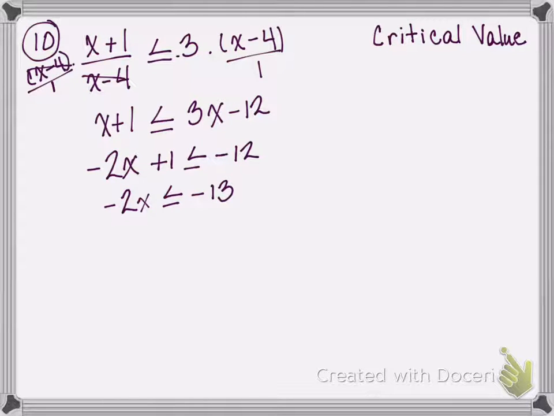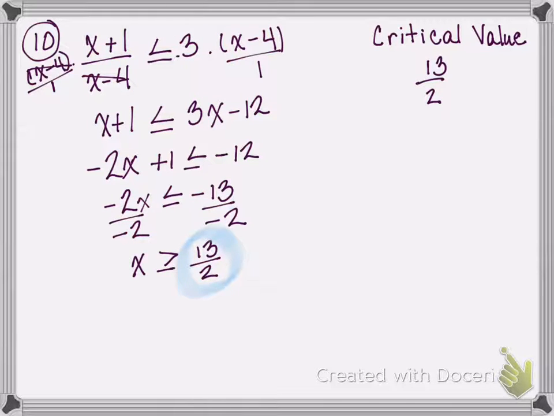Here is where we have to focus on dividing both sides by negative 2. And because we're dividing by a negative, that is when we reverse our inequality. So we have x is greater than or equal to 13 over 2. And that is one of those things that we have to do when we divide both sides by a negative. So what we have here is our first critical value. Our first critical value that we're going to focus on is 13 over 2.